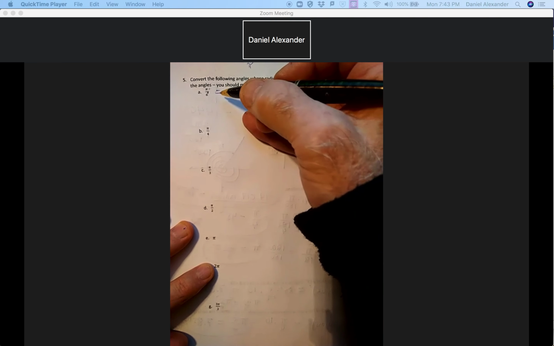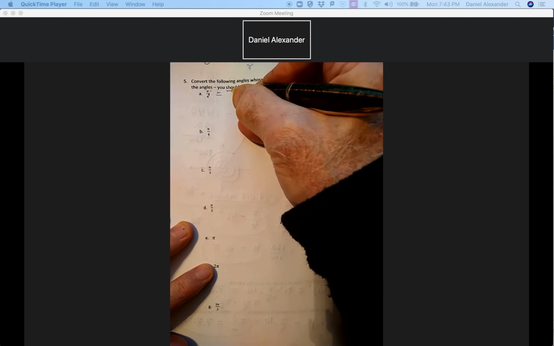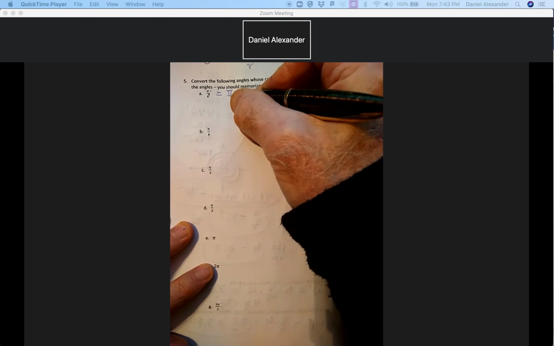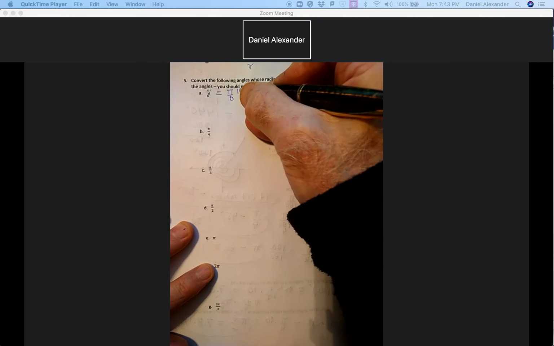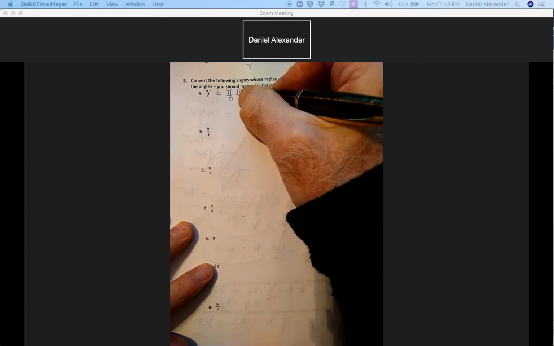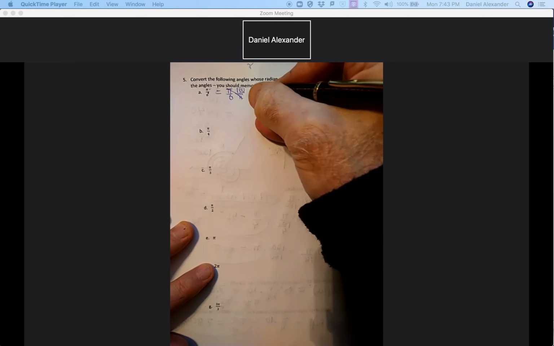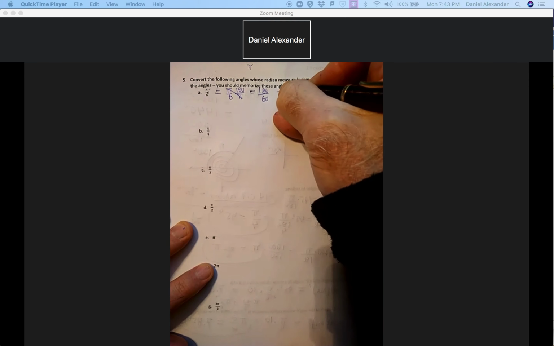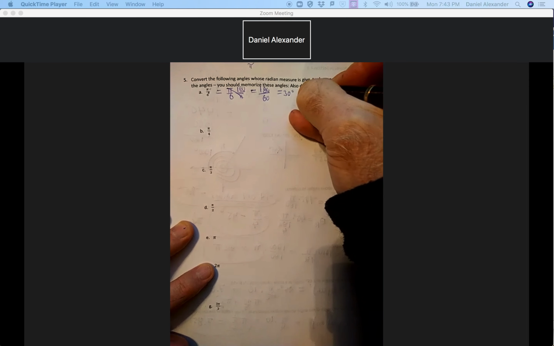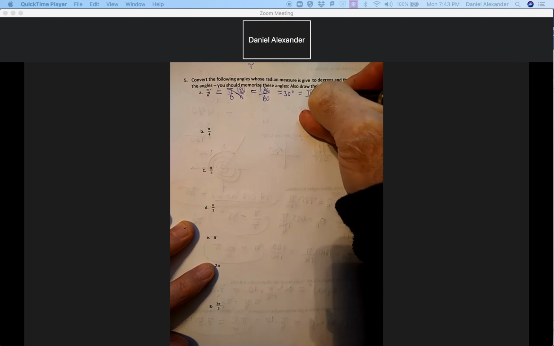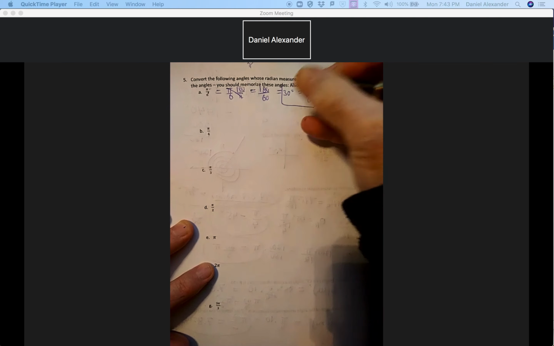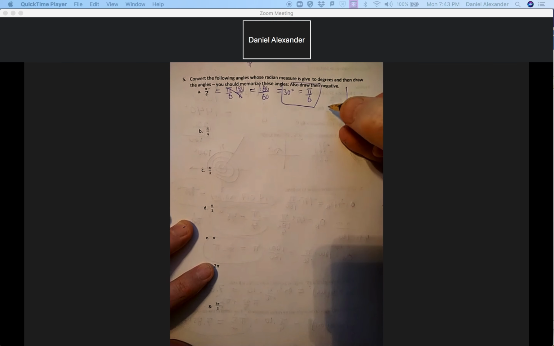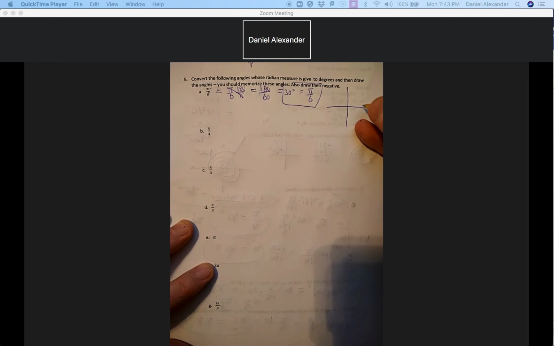We want to convert theta to degrees, so it's going to be theta radians, pi over 6 times 180 over pi. The pi's cancel. You get 180 over 6, which is 30 degrees. So 30 degrees is the same as pi over 6. Again, you're going to be seeing this over and over again.